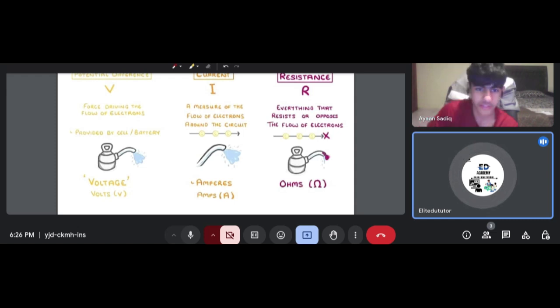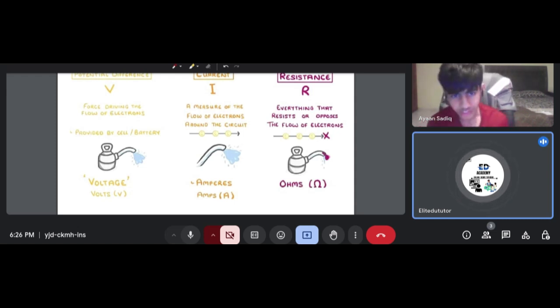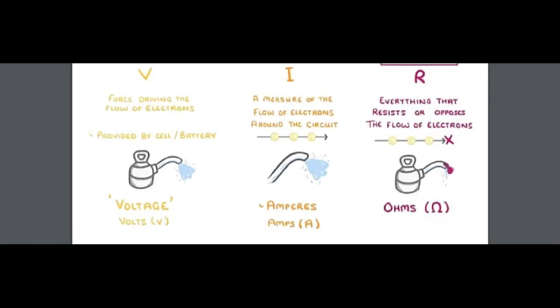Finally, resistance is exactly what the name suggests. It's everything that resists or opposes the flow of electrons, similar to a partial blockage in our pipe example. For example, if we put a blockage in the water that is coming from the pipe, it will change the direction of the flow. Okay.